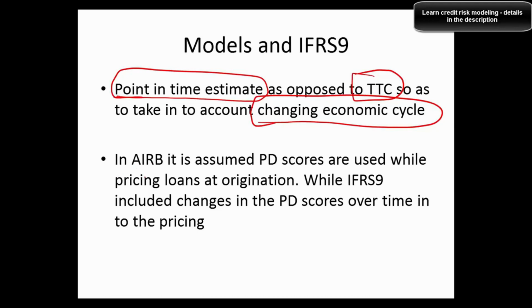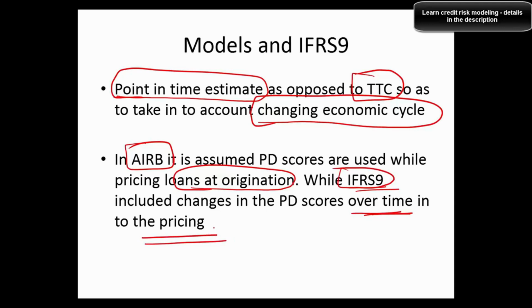In the A-IRB modeling framework, it is assumed that PD scores are used while pricing loans at origination. While in IFRS 9, the PD scores could change over time. Something would remain stagnant, something would not change ever, based on the A-IRB method. But in IFRS 9, it could change over time. Hence the pricing could also change, and all that has to be taken into consideration while building models.